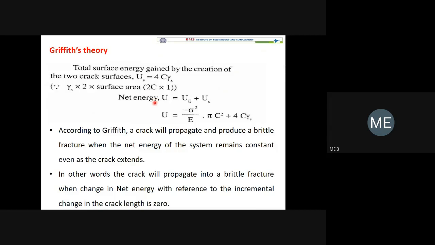So once you equate these two, the total surface energy gained by the creation of two crack surfaces is given by 4c gamma S, and net energy is elastic energy plus surface energy. We have the formula for elastic energy. This is the surface energy. But so total energy of the system remains constant. We have the basic principle, total amount of energy remains constant.